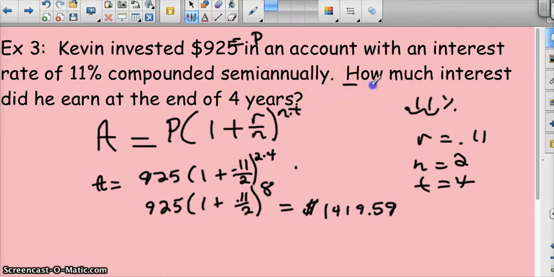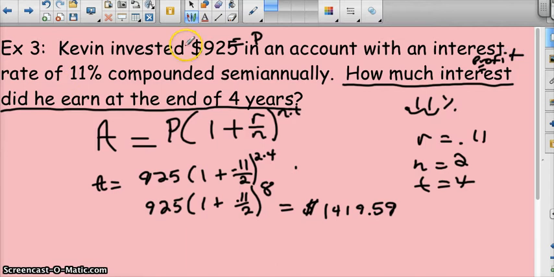See, this question didn't ask how much money was in the account after 4 years. It says how much interest did he earn at the end of 4 years. Guys, interest is like profit, okay? So what you've got to think in this case, well, he put $925 in the bank, or in the account. At the end of 4 years, he's got this amount in the account. How much money did he gain?